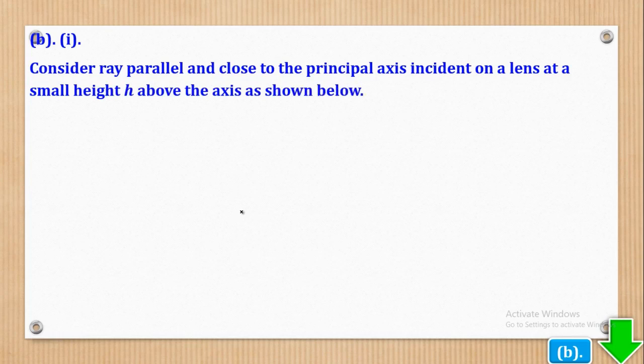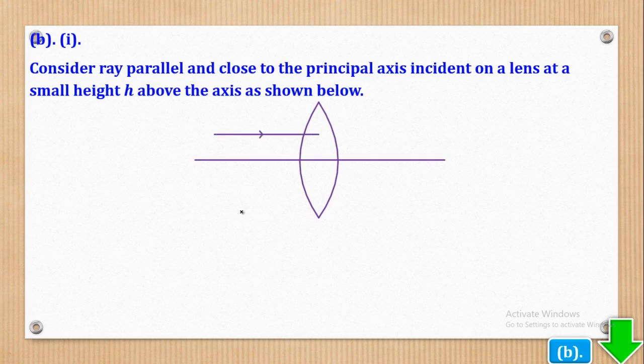So just start by considering a ray parallel and close. Now this word is very vital in this derivation. We shall see why. So parallel and close to the principal axis, incident on a lens at a small height h above the axis as shown below. So we need a ray diagram. That is the converging lens. That is the ray parallel and close to the principal axis. So this is the principal axis, this is the lens, and this is the ray parallel.